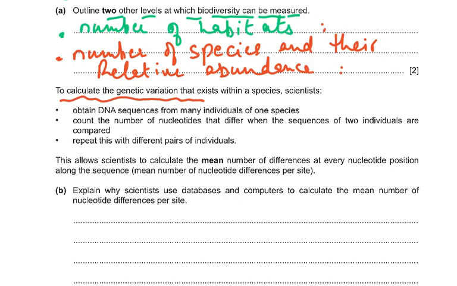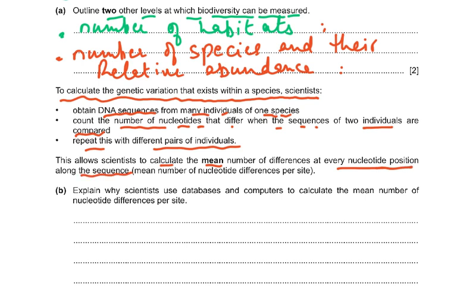To calculate the genetic variation that exists within a species, scientists obtain DNA sequences from many individuals of one species. Count the number of nucleotides that differ when the sequences of 2 individuals are compared. Human being A, human being B. Repeat this with different pairs of individuals. This allows scientists to calculate the mean number of differences at every nucleotide position along the sequence, the mean number of nucleotide differences per site. Explain why scientists use databases and computers to calculate the mean number of nucleotide differences per site. Why do we do that?